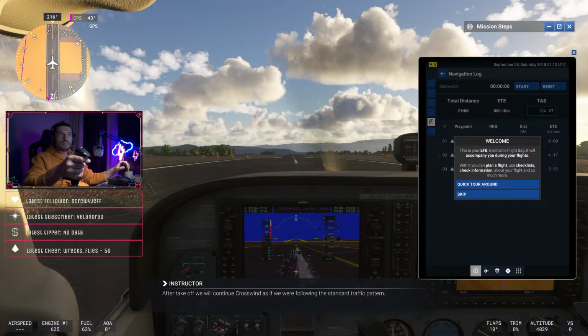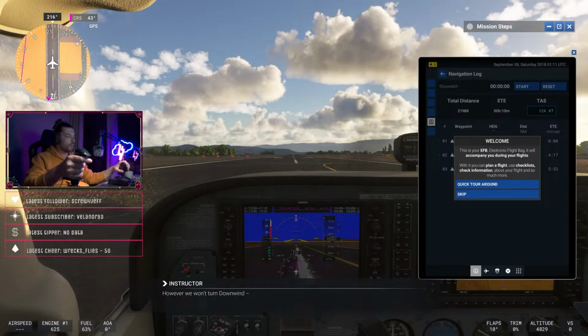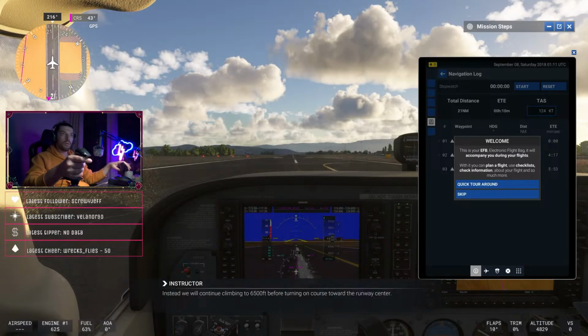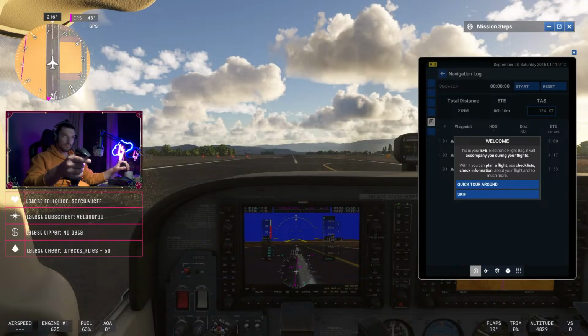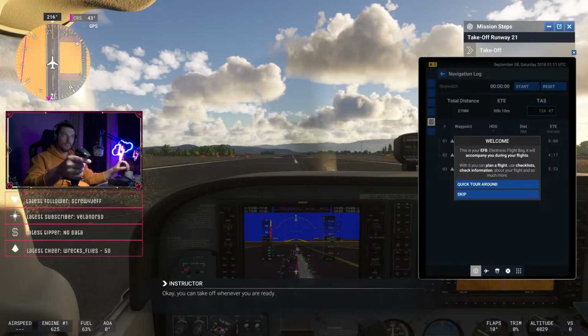After takeoff, we will continue crosswind, as if we were following the standard traffic pattern. However, we won't turn downwind. Instead, we will continue climbing to 6,500 feet before turning on course toward the runway center. Okay, you can take off whenever you are ready.